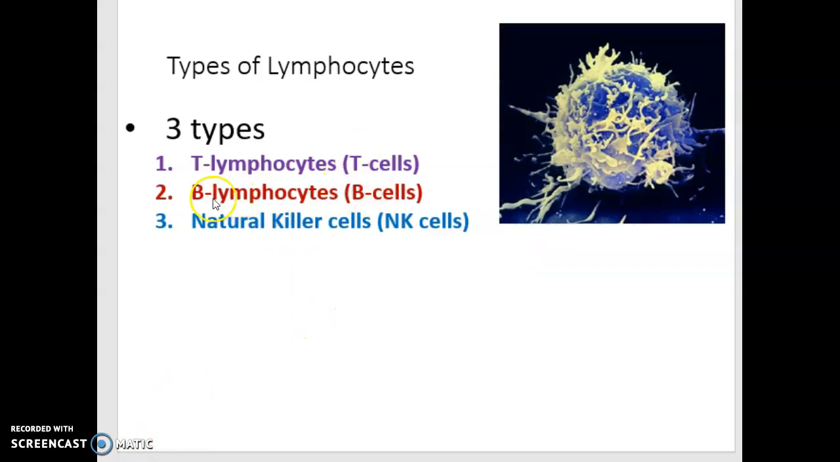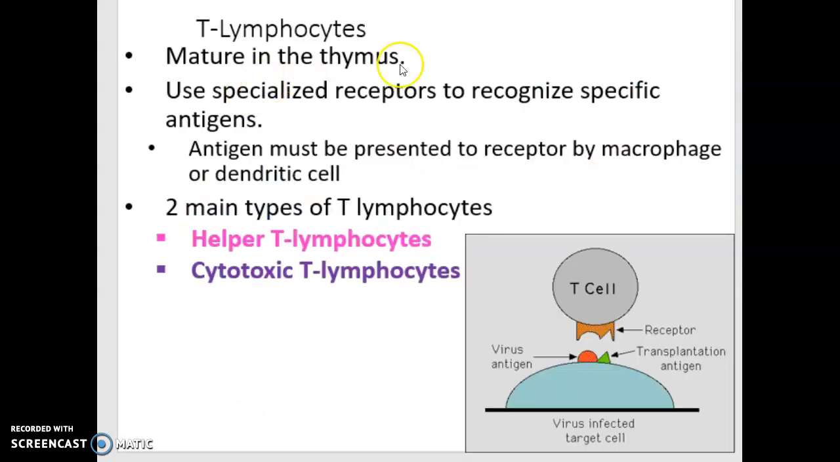The other difference, B cells can spot the invader on their own. T cells need the antigen to be presented. The one catch with B cells, they need to be woken up by a T cell first. So T cells mature in the thymus, and they must have the antigen presented by either a macrophage or a dendritic cell. Now, there's two main classes.